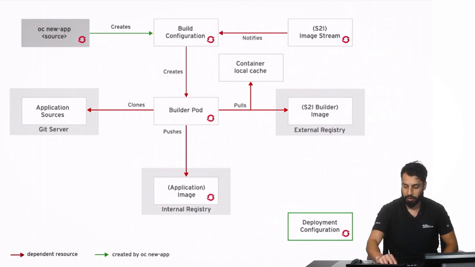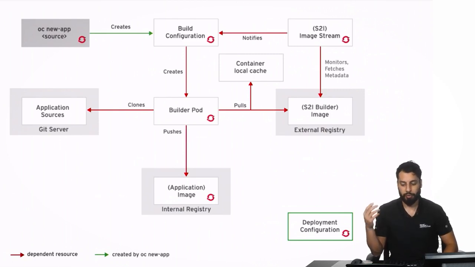So for the S2I image stream, if any changes happen to the upstream images, for example, if we're using a PHP-based application and there is a change or an update or a security fix that occurs at the image stream, that change is going to be notified to the build config, and we can restart this whole build process to make sure that our application is the most up to date.